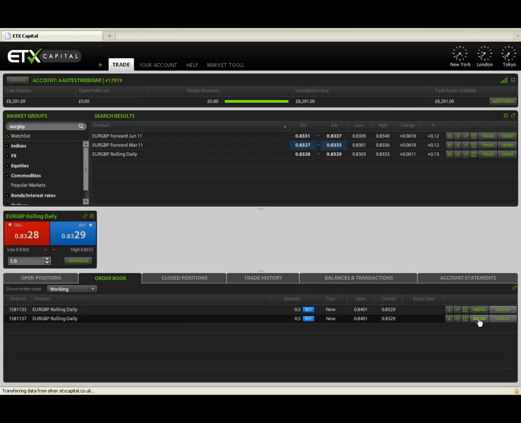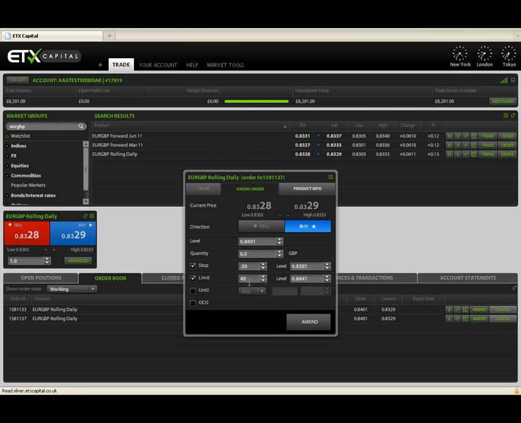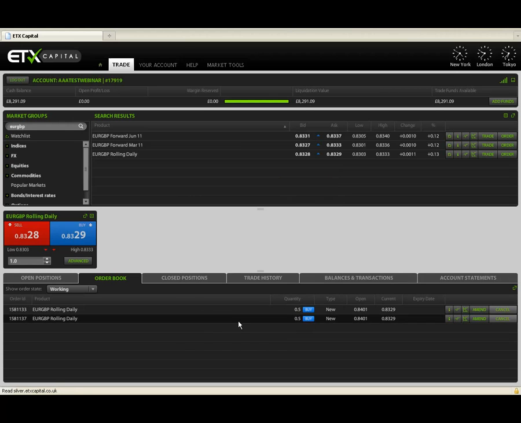Let me just amend this bottom one. And you can see in this case, this limit order is 40 pips. So as the trade moves in your favor, when we get to 20 pips, the one order is going to trigger. You're going to find the first order will close out, and the second will be left running. Now, what you've done there is you've taken profits off the table.